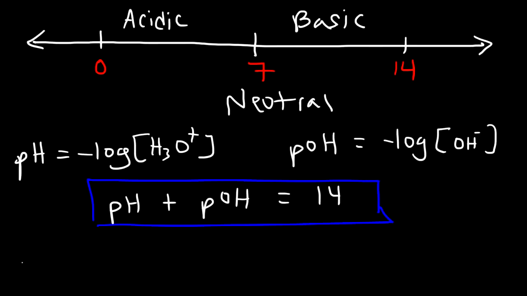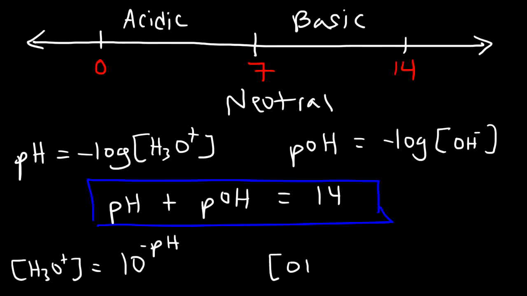Now, if you ever need to find the H3O+ concentration, it's 10 to the negative pH. And if you need to find the hydroxide concentration, it's 10 raised to the negative pOH. So those are some equations that you might find useful when learning about acids and bases.